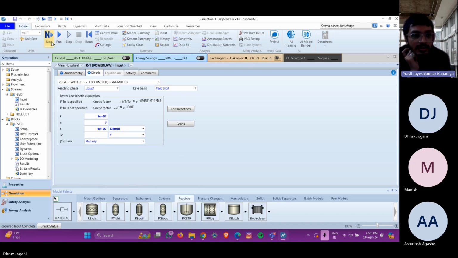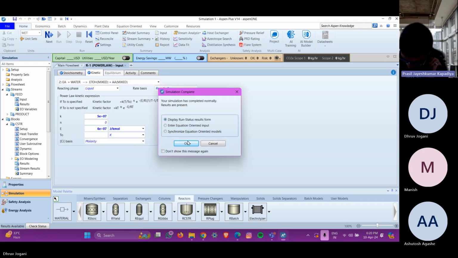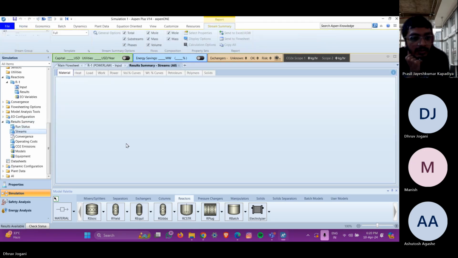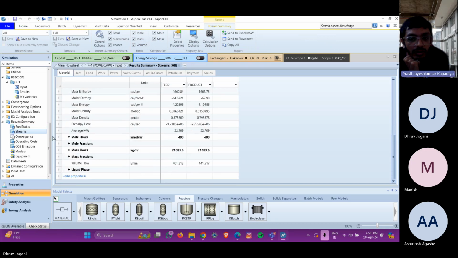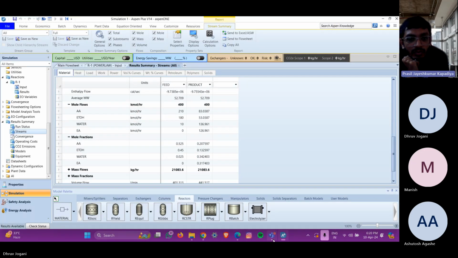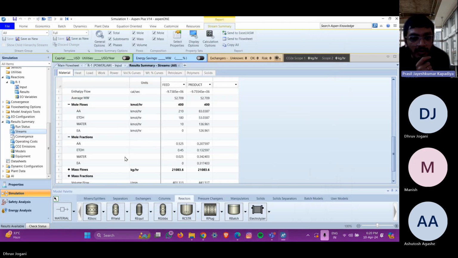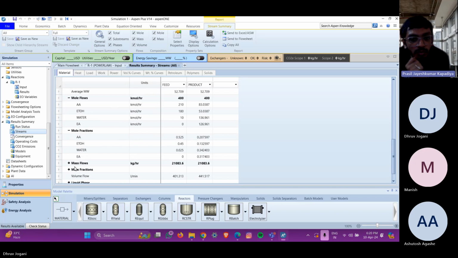You can run your simulation and we can check what is the composition of ethyl acetate we are obtaining. Okay, mole fraction. So ethyl acetate, can you show the answers? Okay, the ethyl acetate you are getting is 0.317403. Okay.